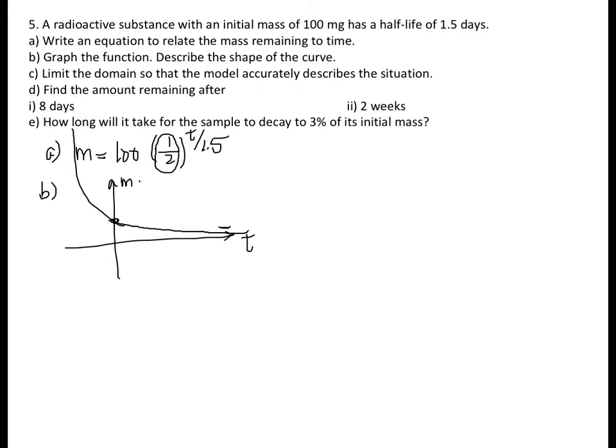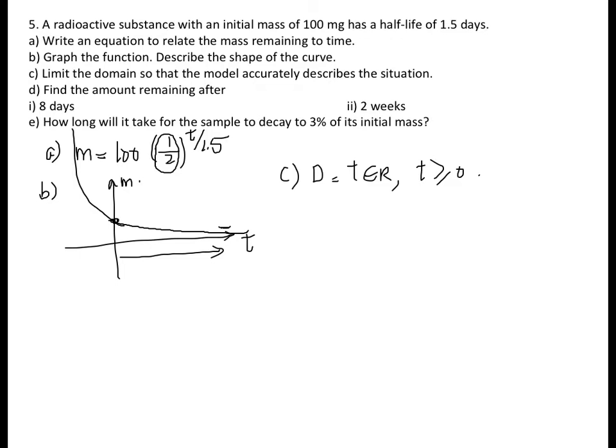Limit the domain so that the model accurately describes the situation. You can see that the domain is t has to be greater than or equal to 0. So C, the domain, is t in R, and t has to be greater than or equal to 0.